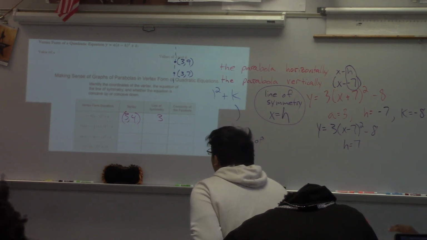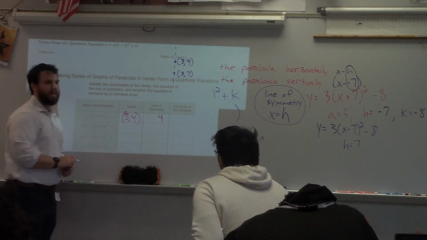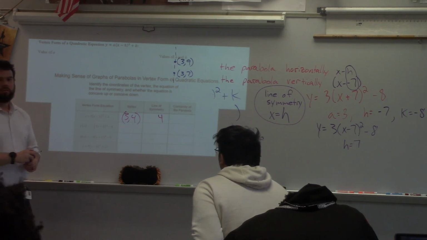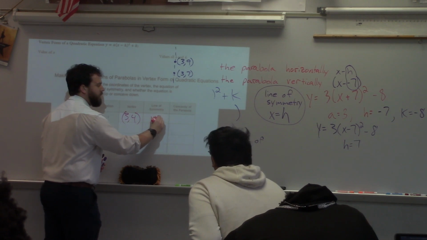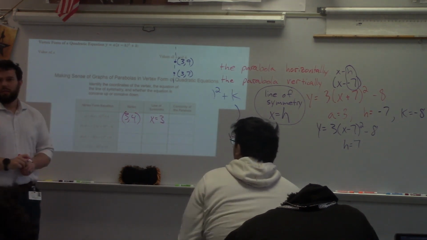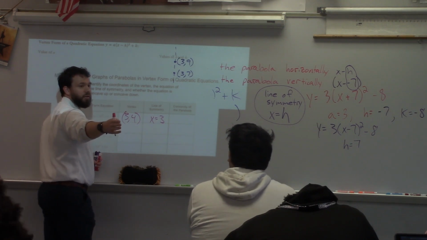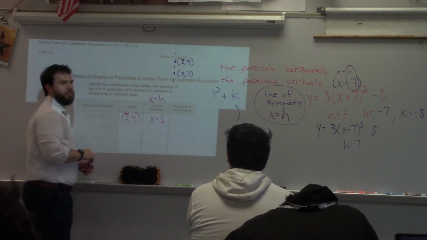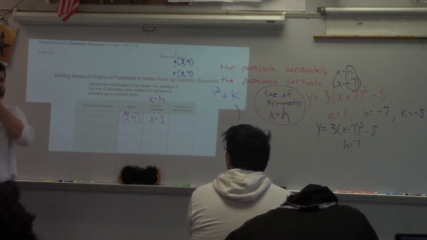It's 4. Line of symmetry is 4? Anybody want to add on to or push back on that? It's 3. X equals 3. Okay, so I want to point this out. Sam is saying it's not just 3, it's x equals 3. Remember, Sam started this conversation off the right way, you said that the line of symmetry is x equals h. Every time my line of symmetry is x equals h.